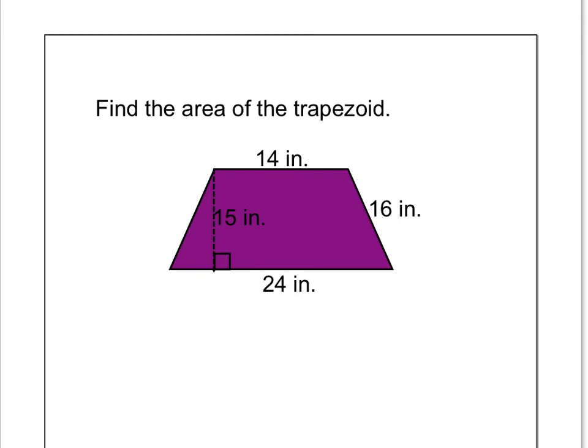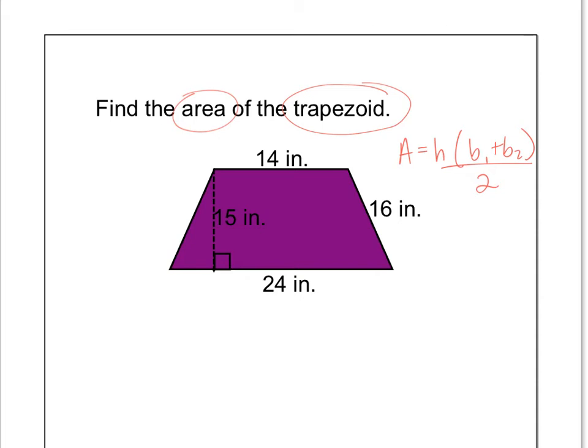I'm going to have you pause the video here for a minute and see, can you remember the formula for area of a trapezoid? So go ahead, pause the video and see if you can write down the formula that you would use. If you're writing down area equals height times base 1 plus base 2, divide by 2, you got the right formula. Now I think we have all of our numbers.